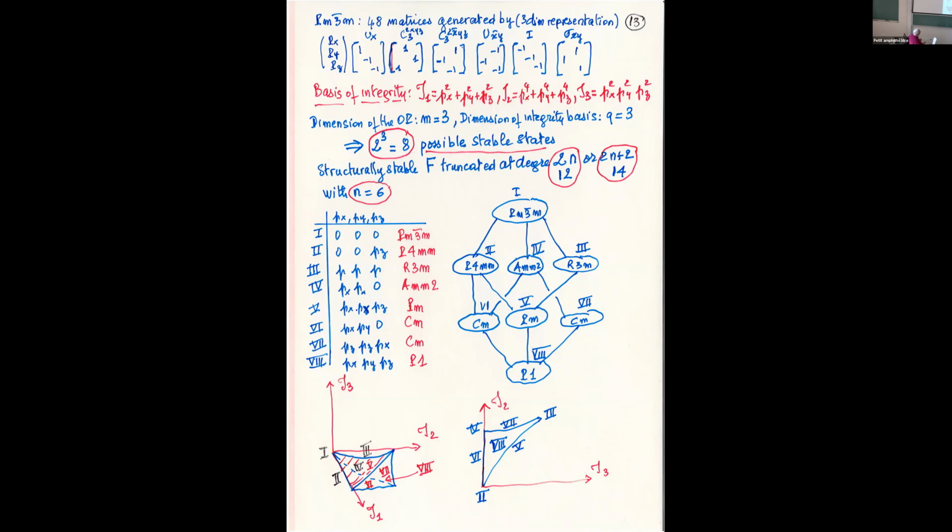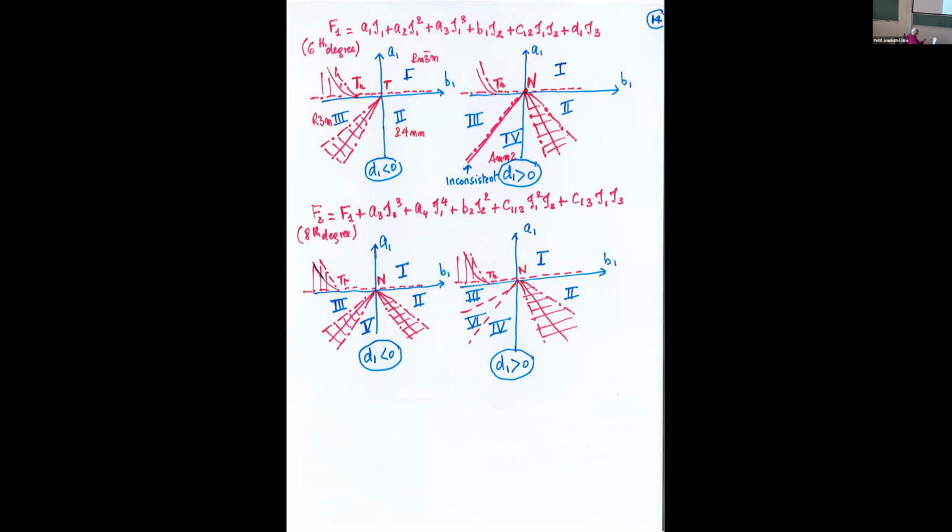So let's go to the next. There was a student in Rostov on the Don who made his PhD on barium titanate, and he drew all the phase diagrams up to the 12th degree. It's beautiful. I took some of his phase diagrams. This is to the 6th degree. You see, at the 6th degree, you have phase 2 and 3. I wrote R3M and P4MM, which are not group-subgroup related. So it's necessarily first order between them.